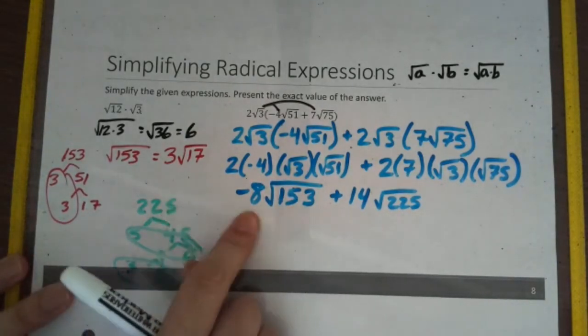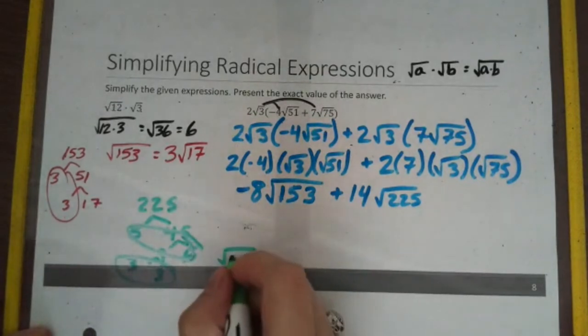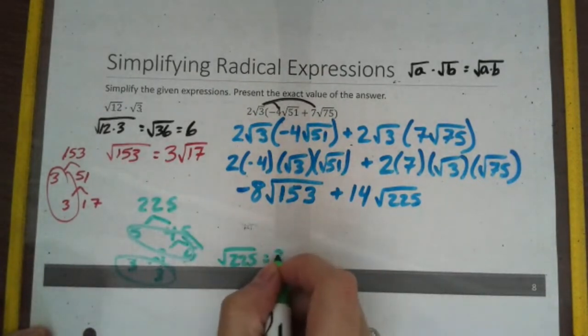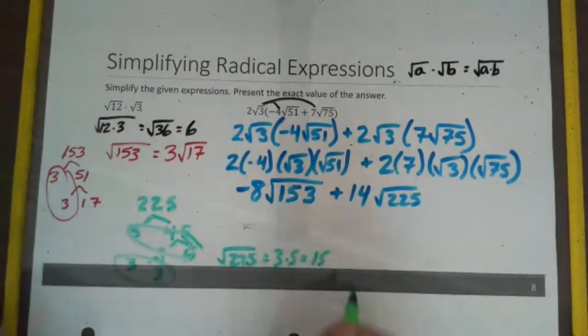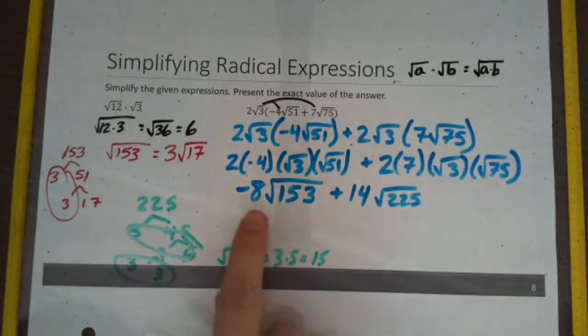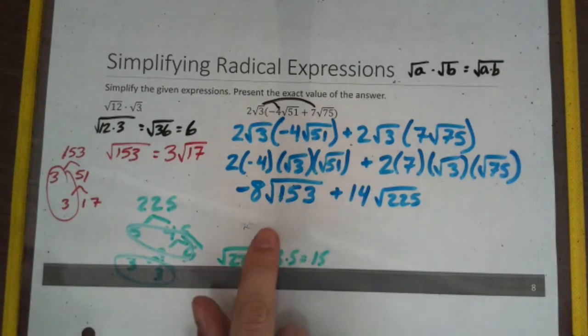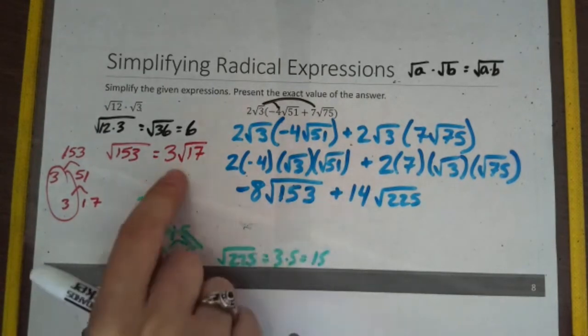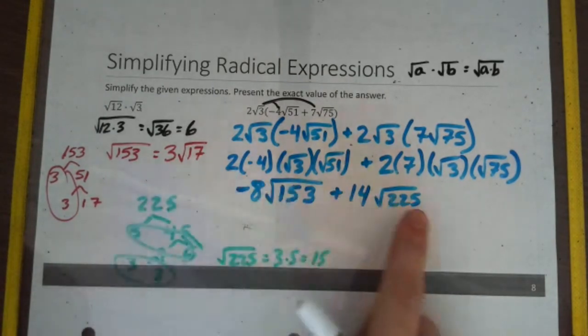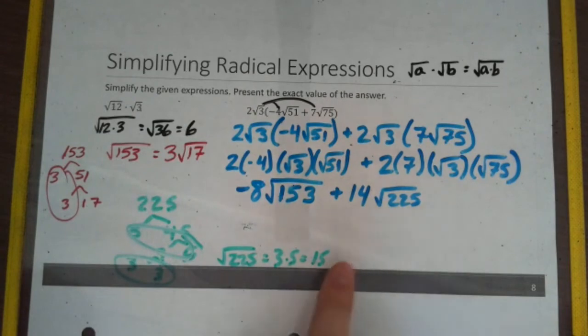Oops, sorry, I wrote that wrong. The square root of 225 is going to be equal to 3 times 5, which is 15. So now, back in my expression here, I'm going to replace the square root of 153 with 3 times the square root of 17, and I'm going to replace the square root of 225 with 15.